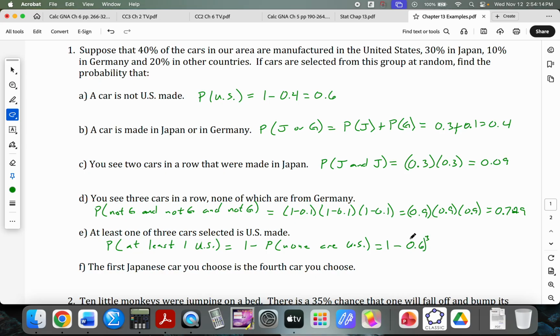Now, after a while, you get tired of writing out 0.6 so many times, so we'll just say 0.6 to the third. Genius alert. Well, I can't call Mr. Davis a genius. And that's 0.784.